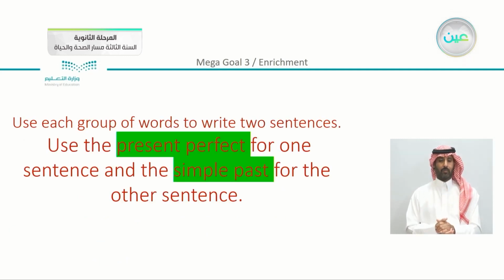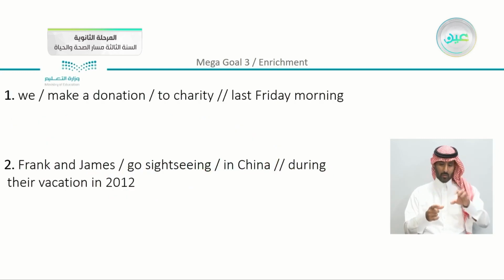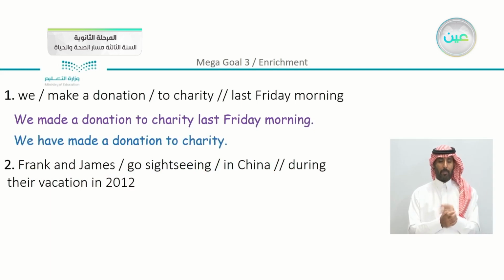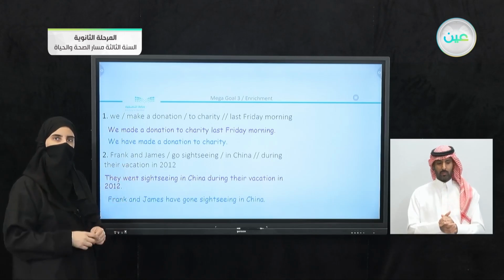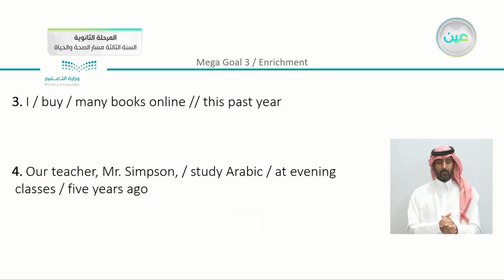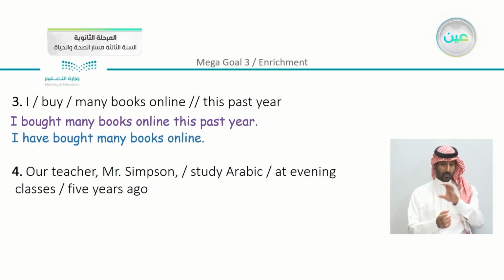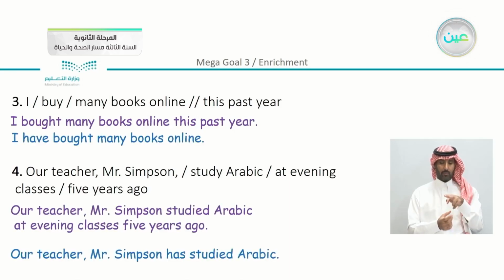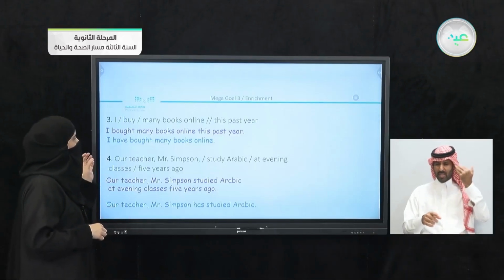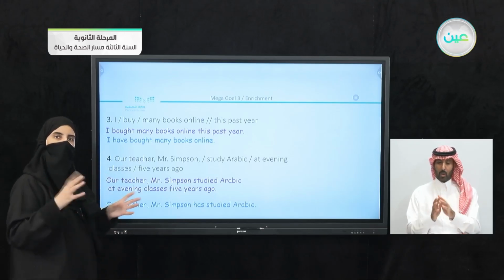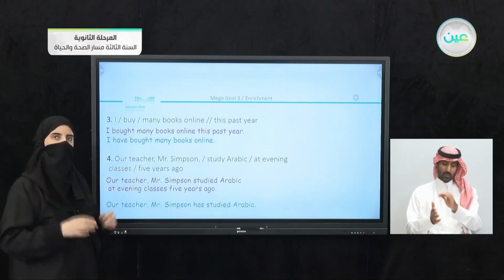Now use each group of words to write 2 sentences. We have here, just for examples, the same as we have done before. Now just to complete the sentence that we have here, but the difference is that there are different structures that you can apply in the same example. Let's just do 1. We have here number 3, I buy many books online this past year. So I can say either, I bought many books online this past year, or I have bought many books online. So I used 2 different structures in the same example.